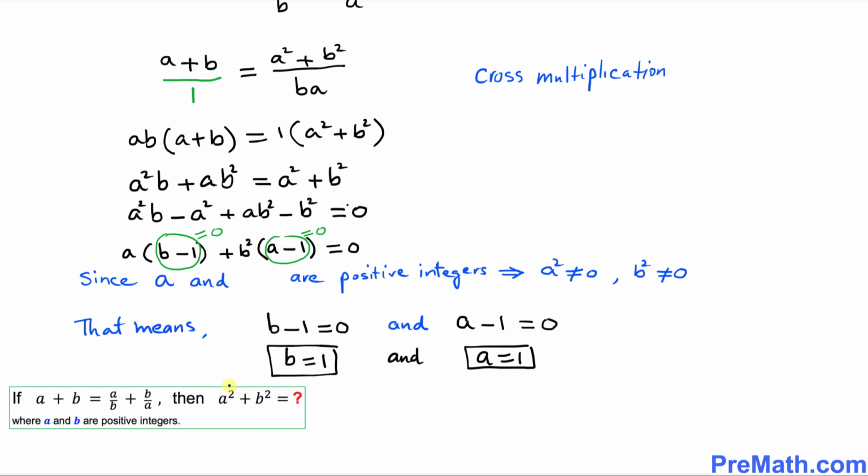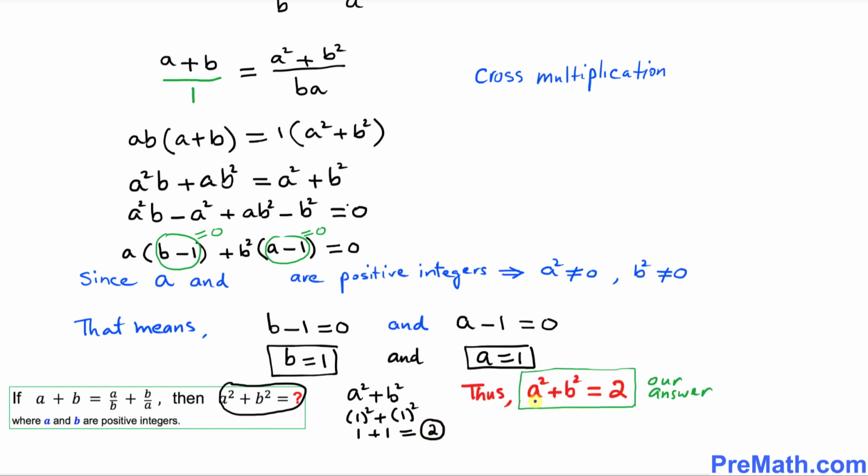And now since we are going to find what value a square plus b square equals, I can write a square plus b square. a is 1, so you put down 1 square, plus b has a value of 1 as we figured out, 1 square. That is going to give us 1 plus 1, which equals 2. So thus a square plus b square turns out to be 2, and that is our answer.